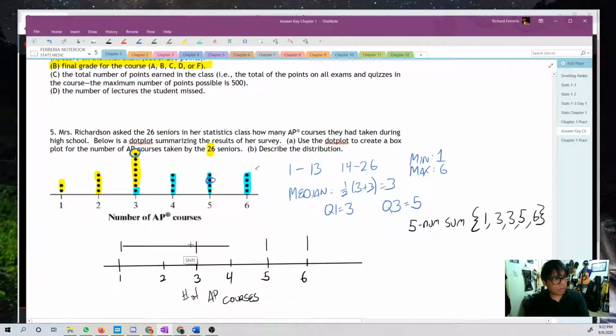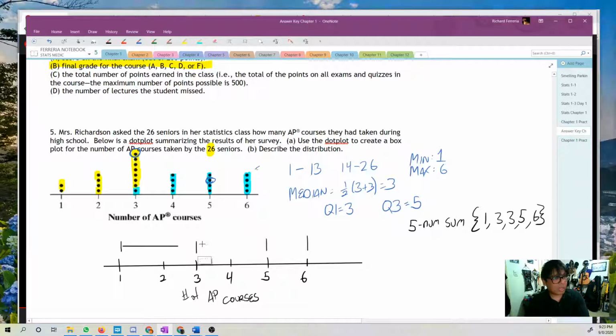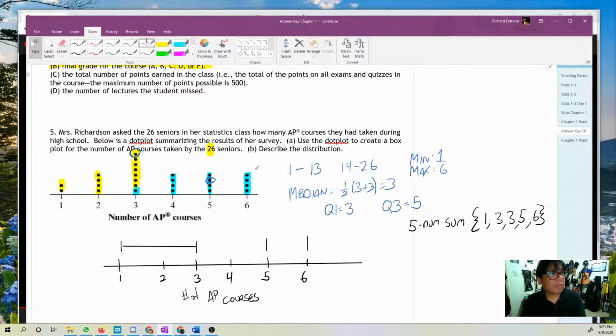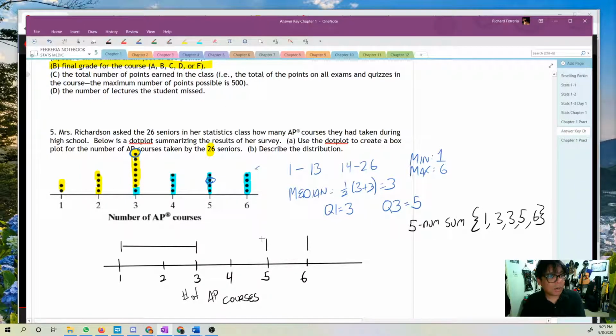Ooh. I'm having a hard time here. Oy. That doesn't look good at all. There we go, that's better. Okay, and then we're going to connect the Q3 with the maximum. Let's see if I can make this a little better. Yeah, that's a little better.